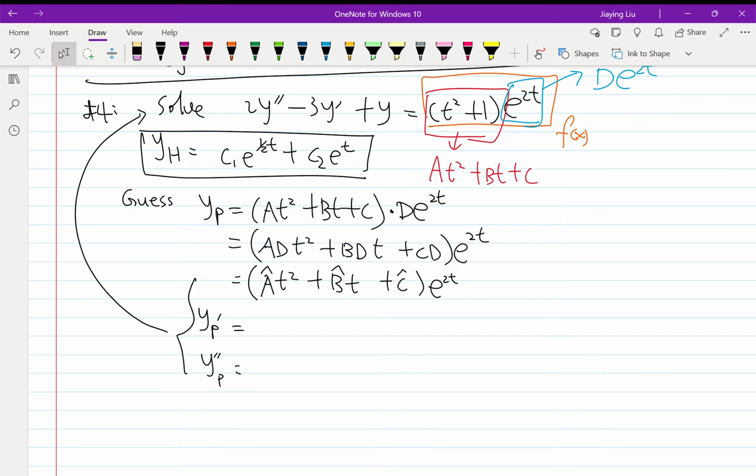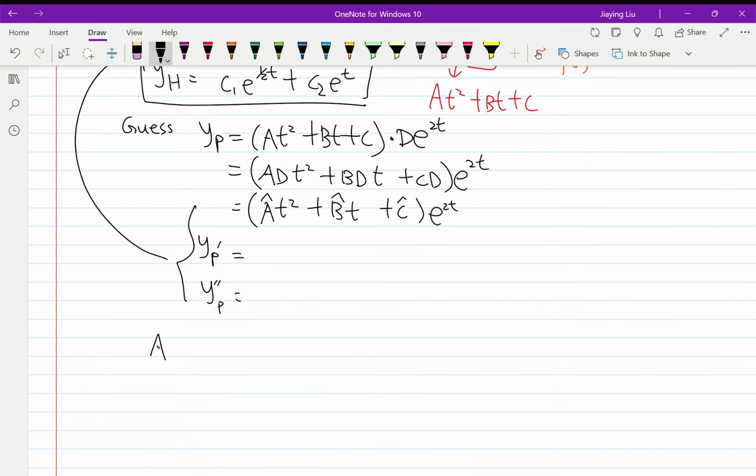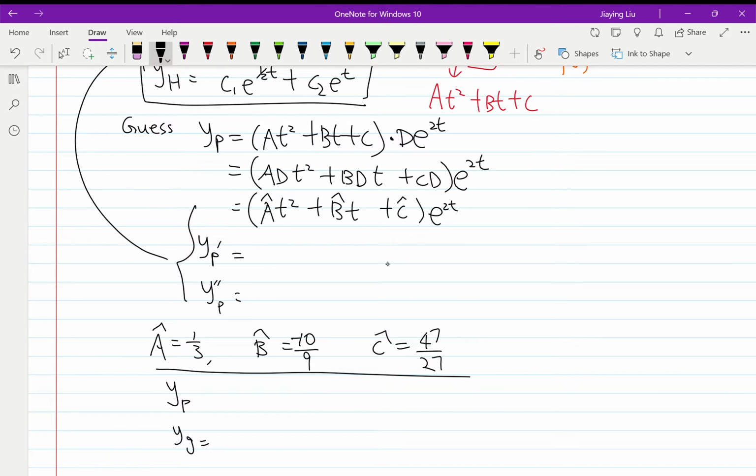So just for you to check your work, at the end, a hat is 1 over 3, b hat is negative 10 over 9, c hat is going to be 47 over 27. And obviously we need to write down the particular solution and the general solution after that. Questions?